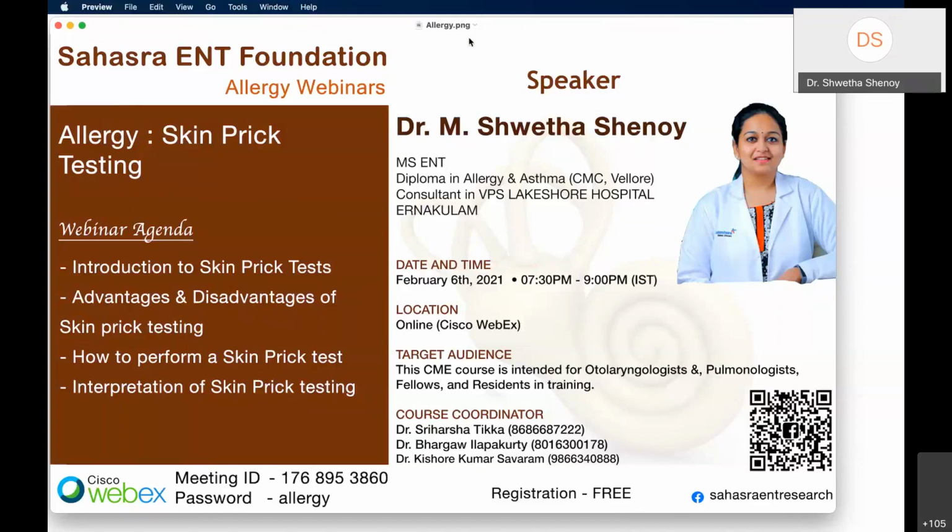Any advantages of RAST over SPT? Same thing, like you can tell the patient that I'm going to prick you only once and take blood and do it. But then it kind of shows all the IgE levels. So doing SPT is far easier, according to me.